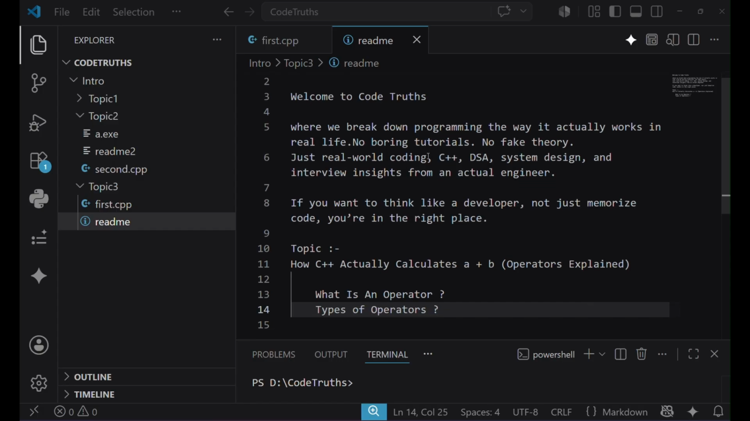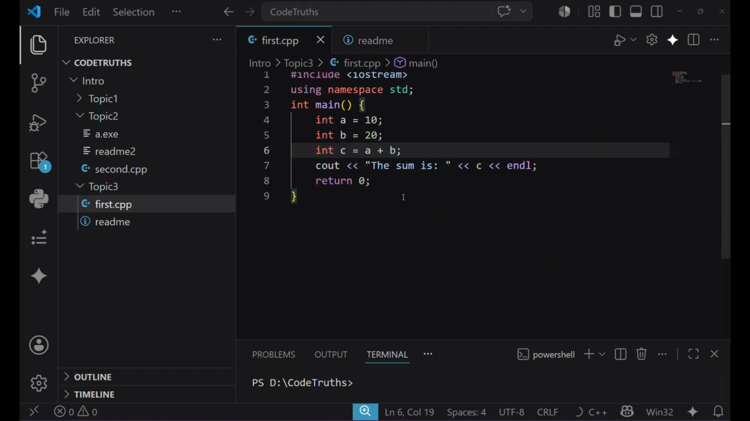Today's topic is how C++ actually calculates a plus b. What are the internal details? I think this addition, this plus operator, we always use hundreds or millions of times. But how does it work internally? Does C++ know the answer magically, or is something happening behind the scenes? Let's uncover the truth behind the operators.